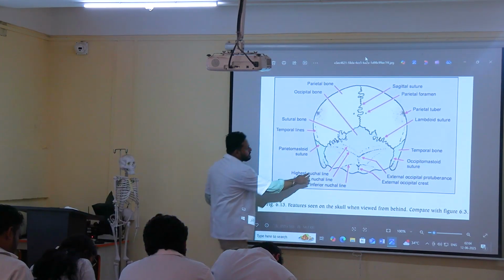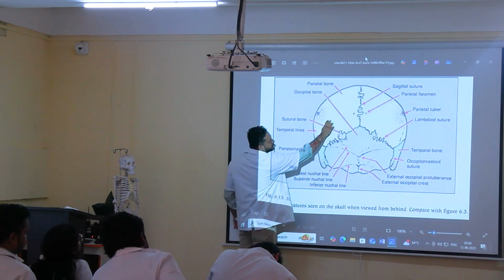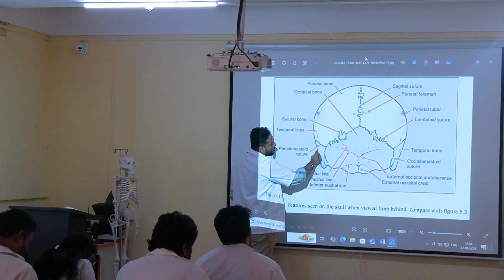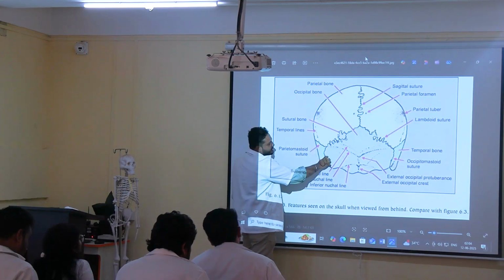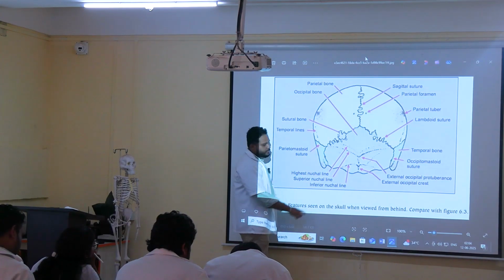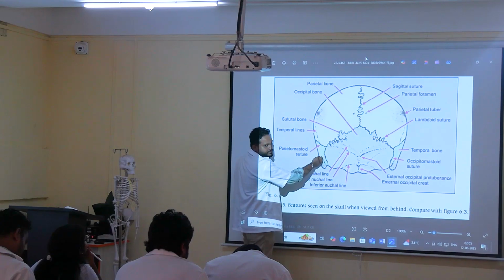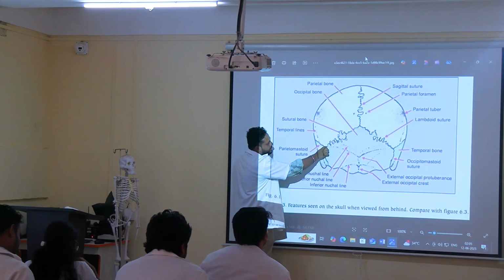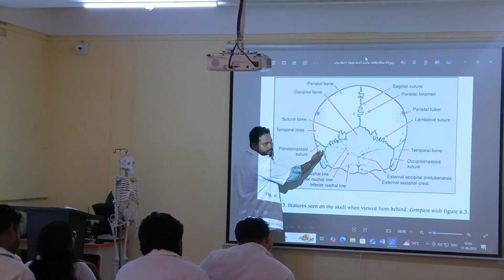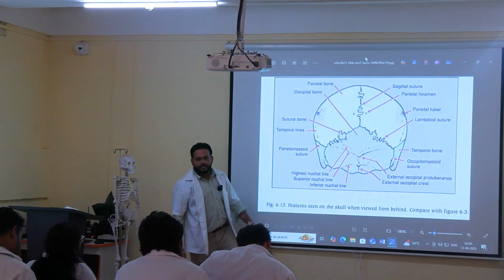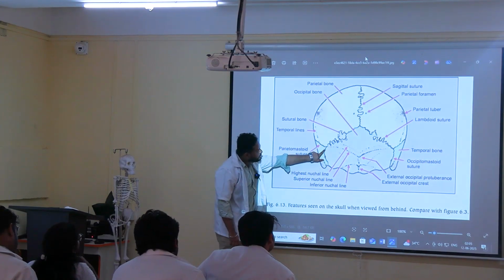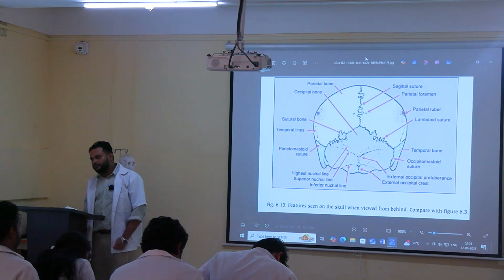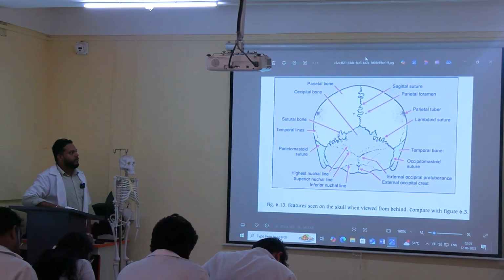See, there are two more sutures. This one and this one. Which bone is this? Parietal. This is your temporal, and this one is the mastoid part. This is your occipital. So which suture is this? Occipitomastoid. Occipitomastoid suture. This one is temporomastoid suture. Okay? Adjacent to the occipitomastoid suture, this is the location of mastoid foramen. This is the location of mastoid foramen.